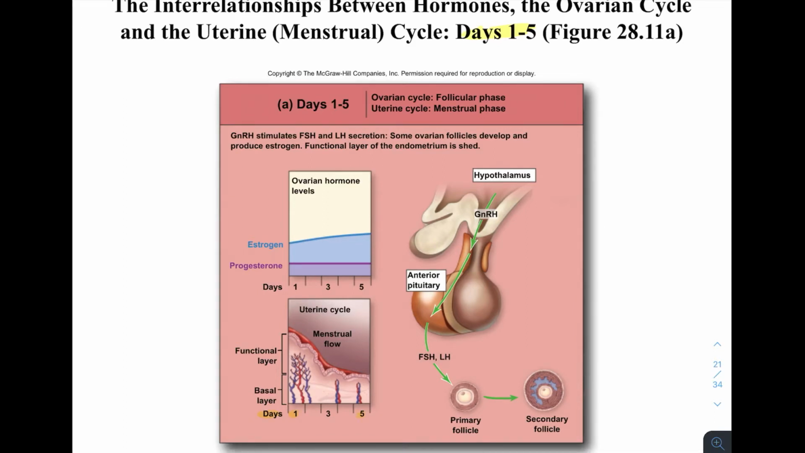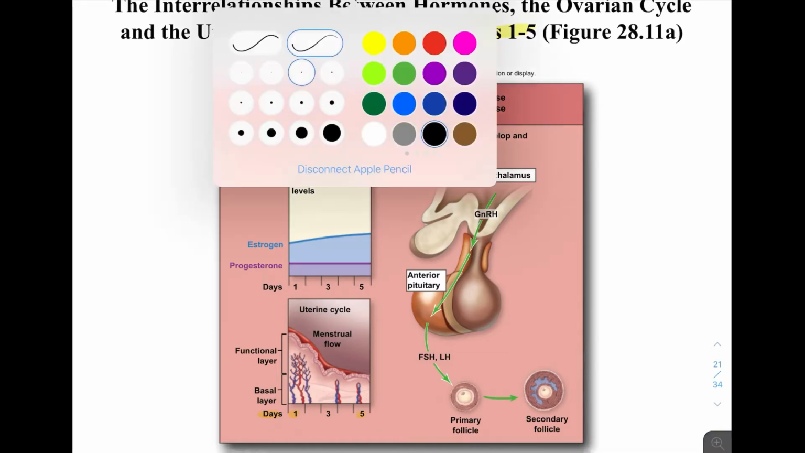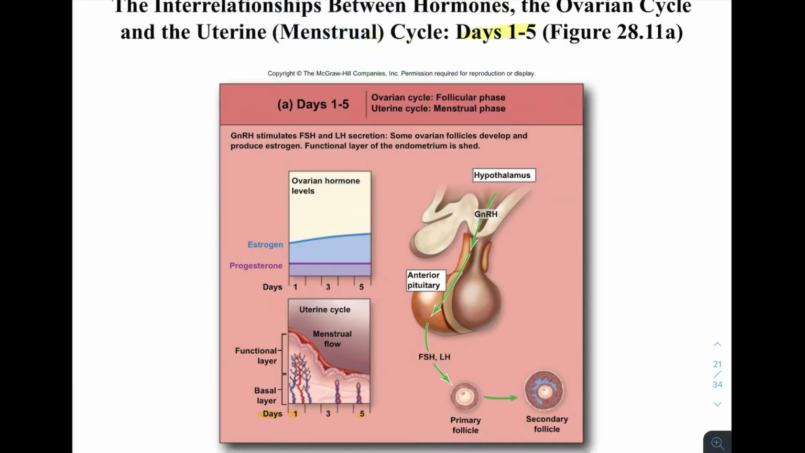You also see that this part right here is the layer of the endometrium and the thickness of it. And what you notice is that as we go from day 1 to 2 to 3, 4, and 5, that thickness decreases. And the reason why this decreases is because of menstrual flow.